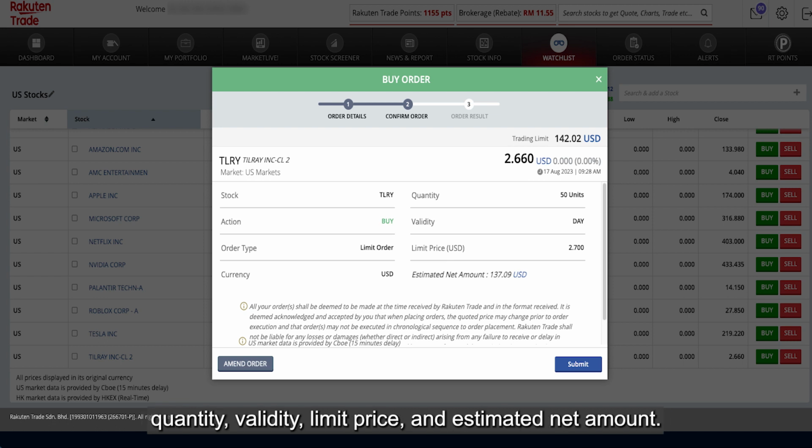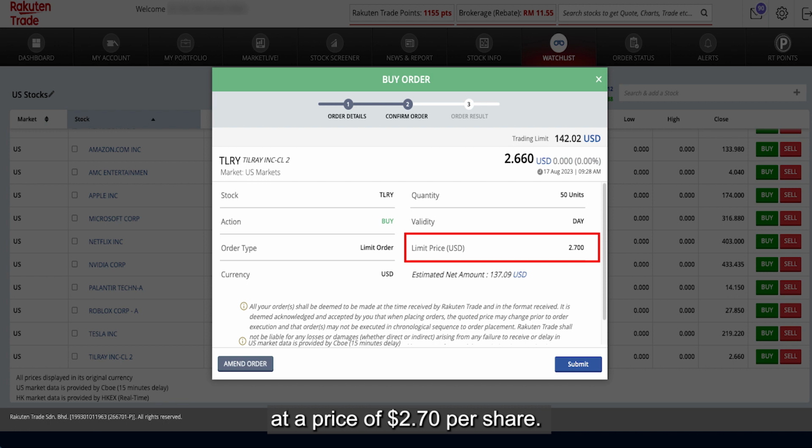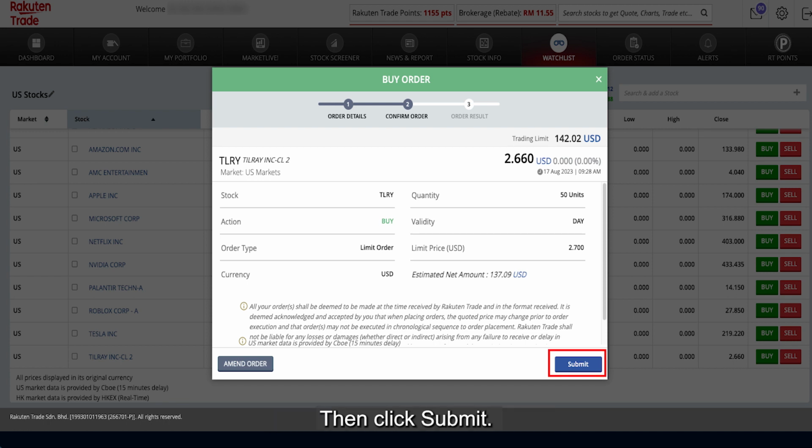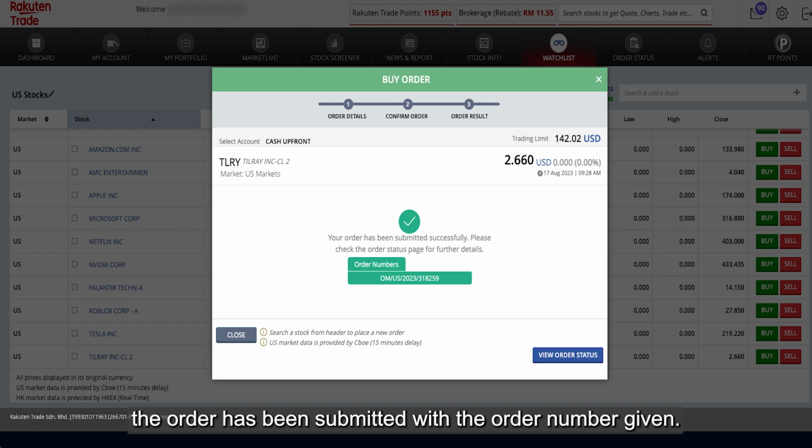quantity, validity, limit price, and estimated net amount. So in this trade, for example, I'm buying 50 units of TLRY at a price of $2.70 per share. Then click submit. Then in the order result section, the order has been submitted with the order number given. So I'm going to view order status by clicking this button.